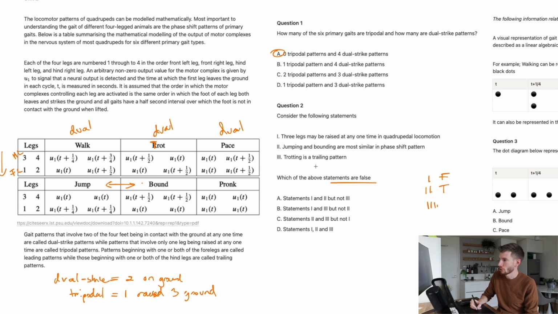And then 3, trotting is a trailing pattern. So we looked at trotting and we look for UT because that there will tell us whether it's a leading or a trailing one. And we can actually see that it's got both a front and a back leg starting. So we can't really say that it's one or the other. So that's a false statement like that. And so therefore it's 1 and 3, but not 2. And so the answer then is B.